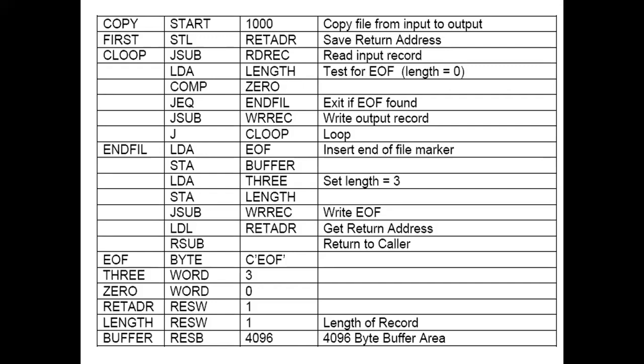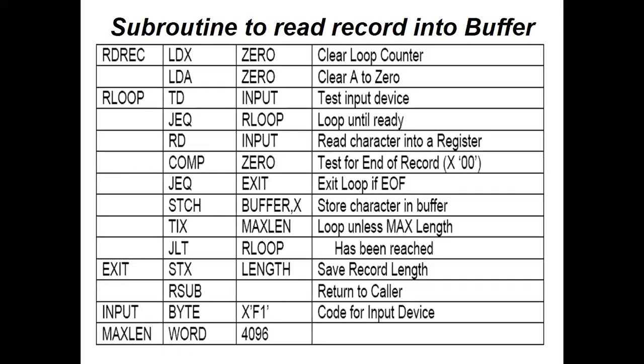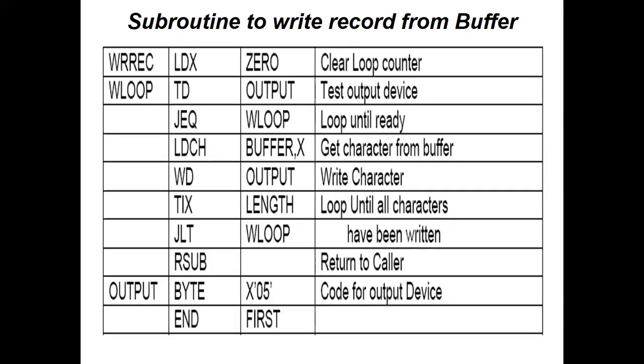There is no new instruction. All the instructions have been met before, okay? So that is the main program, which is called the copy. This is the subroutine, which is called the read record. And then that is the subroutine, which is called the write record, okay?